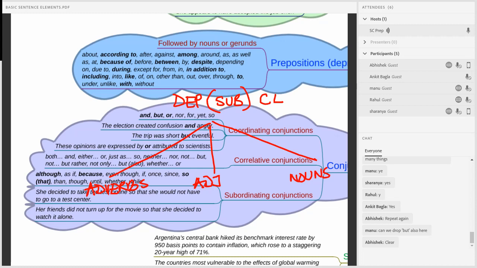All dependent clauses at the end of the day have to fall into one of these categories. A dependent clause can be an adverb, it can be an adjective, it can be a noun. It cannot be anything else.